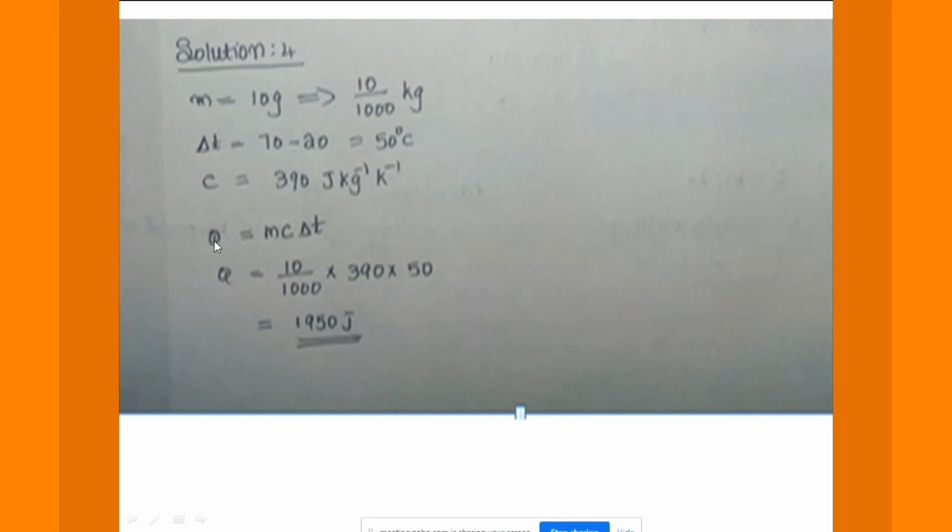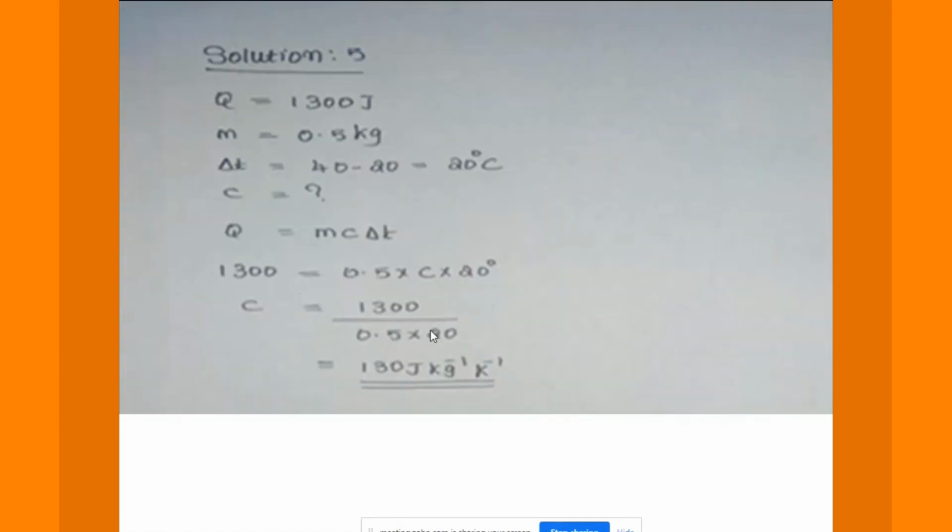You can find out the amount of heat energy Q, calculate the amount of heat energy Q, in the sense you can use MC delta T. Mass is already there, then C value already given, delta T you got it. So it's a simple direct question. You will get 1950 joule here. Okay, that is solution 4.